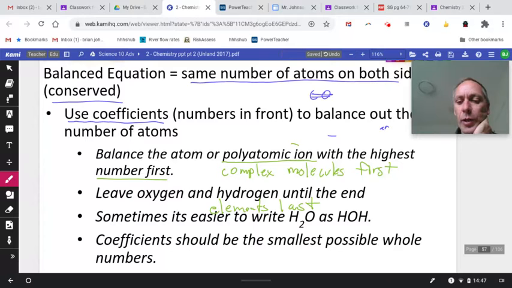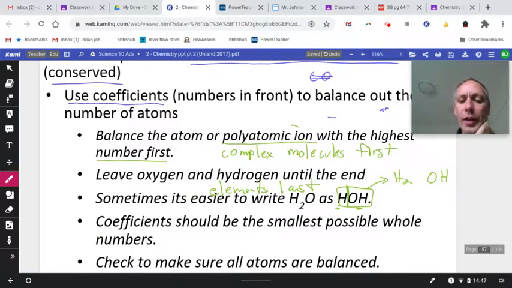Sometimes it's easier to write water as HOH because that's often how it reacts. You'll see it turning into H2 and OH on the product side. So this way you can split up the water when you're balancing it with H's and OH's. And once you've got it all balanced, make sure that you've simplified your coefficients.